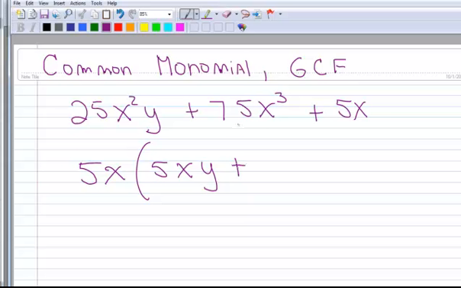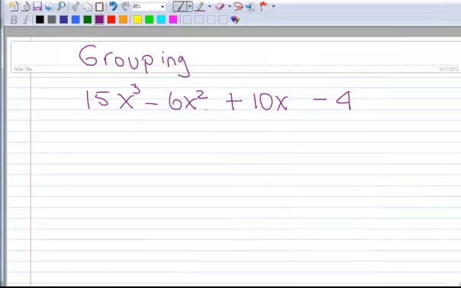Moving on to the next term, 75 divided by 5 is 3. X cubed, factoring out an x or dividing out an x, we're left with an x squared. And since I factored out the 5 and the x, 5x divided by 5x is 1. So there's an example of factoring using the common monomial or greatest common factor. All right, let's do another one now.